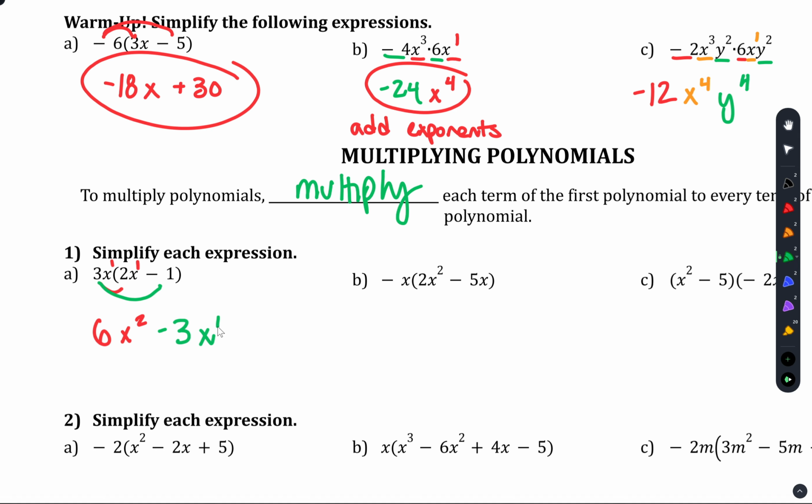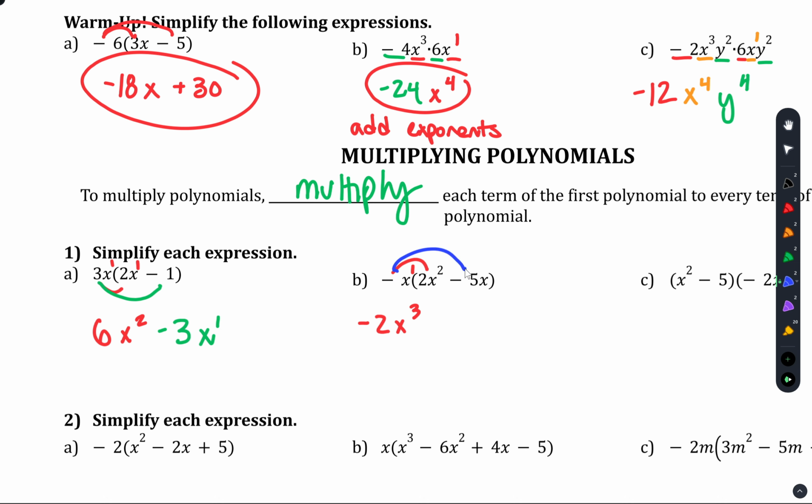Same thing with b. We're going to go ahead and multiply negative x to 2x to the second. So the negative and the 2 multiply together, negative 2. What about the x and the x to the second? Become x to the... This is x to the first and x to the second, so that should be x to the third. The exponent is not negative. The exponent is positive.